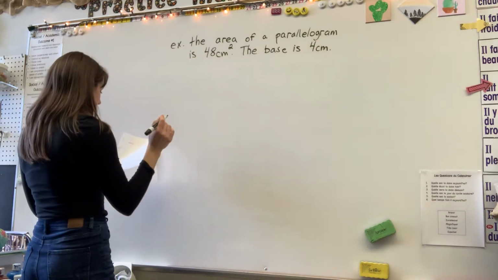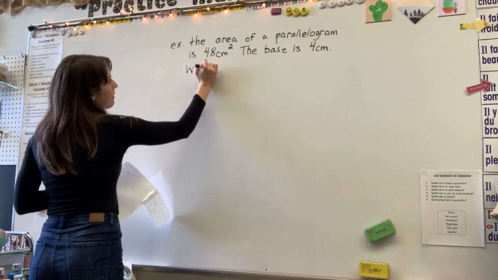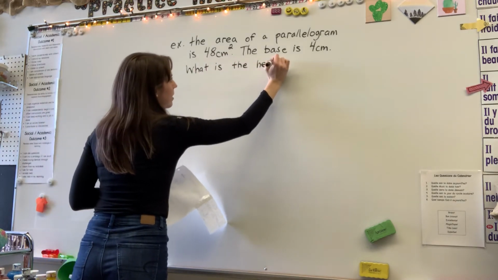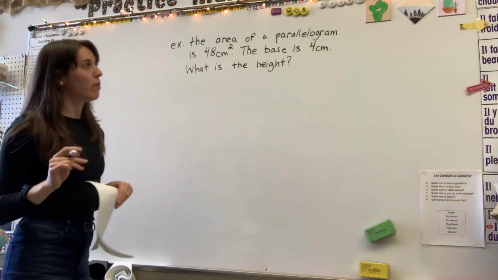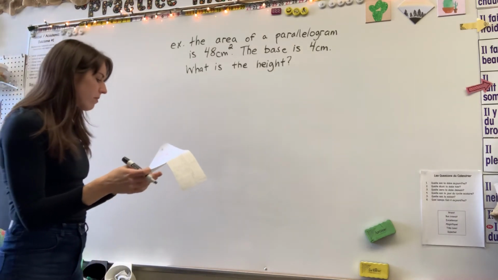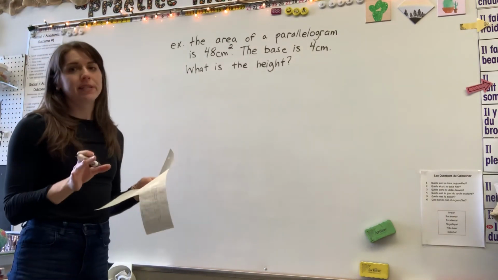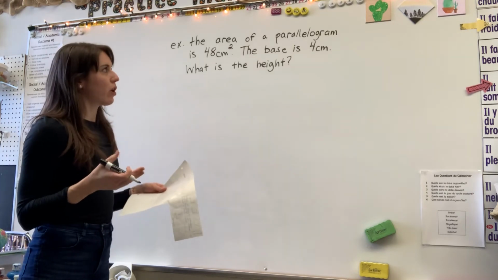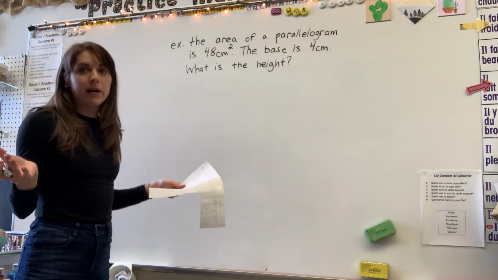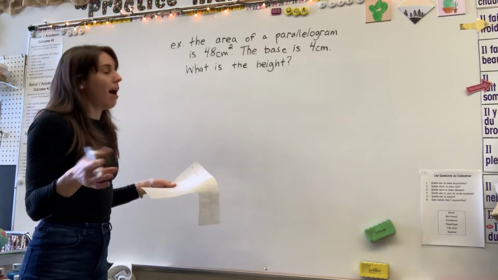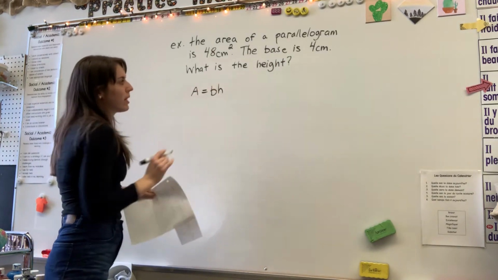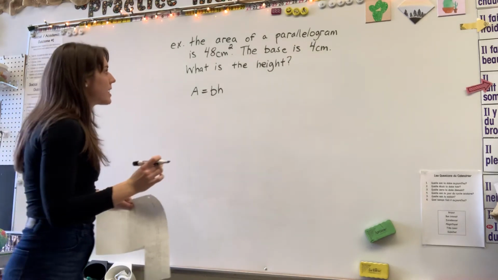is 4 centimeters. What is the height? Okay, that was a nice question mark. What is the height? Okay, so again, always, always, always start with a formula. This guy's gonna be trickier to draw just because we don't know what the height is. But if you wanna just draw a parallelogram just for the sake of seeing it, go ahead and do that. I'm gonna start off with the formula. Formula equals area equals base times height.